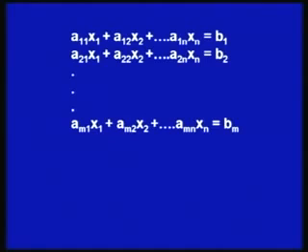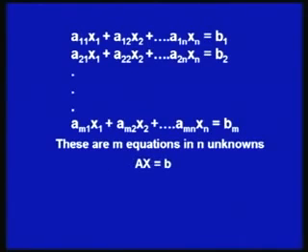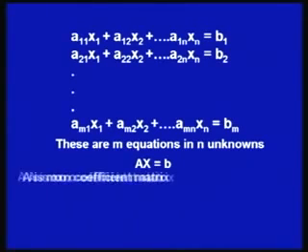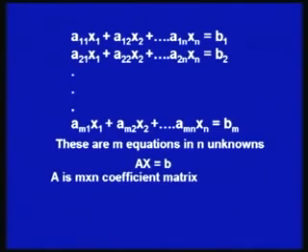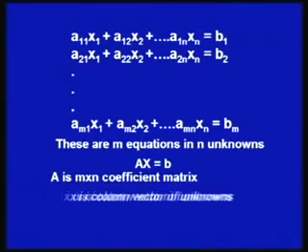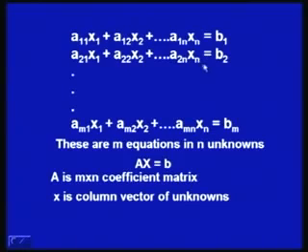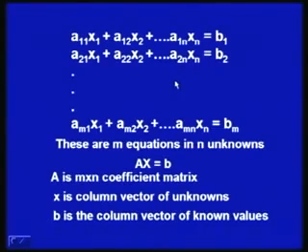We will be starting with m equations in n unknowns x1, x2, ..., xn. These are m equations which are linear. This can be represented by a matrix equation Ax = b, where the matrix A is the m by n coefficient matrix, x is the column vector of unknowns consisting of x1, x2, x3, ..., xn, and b is the column vector of known values which appear on the right hand side of this system of equations.